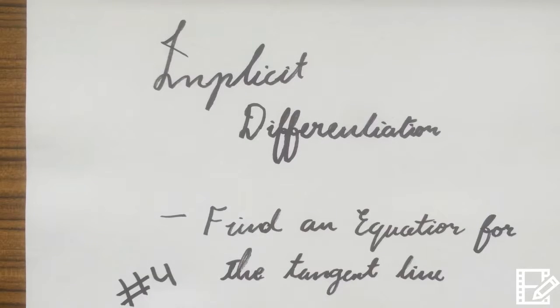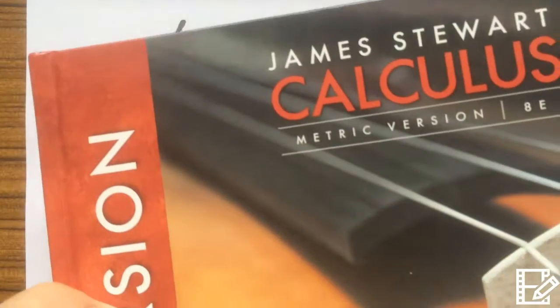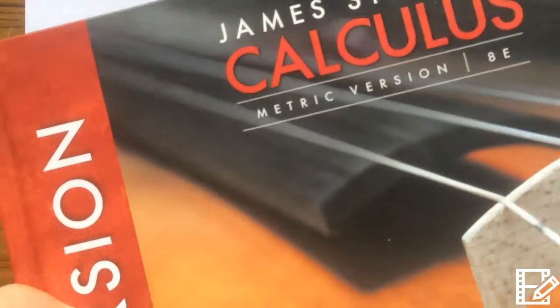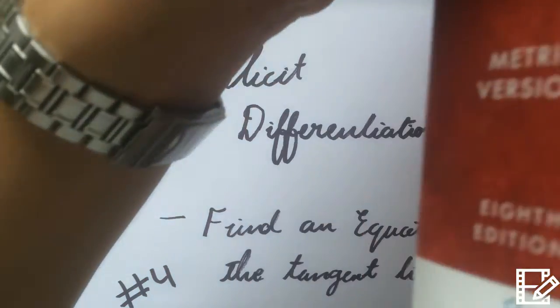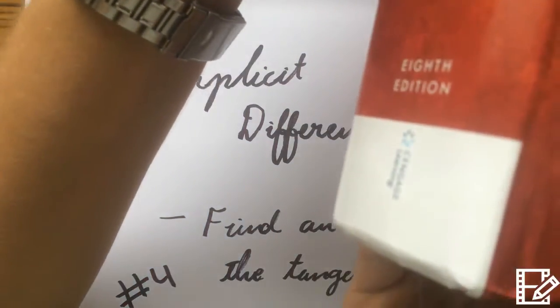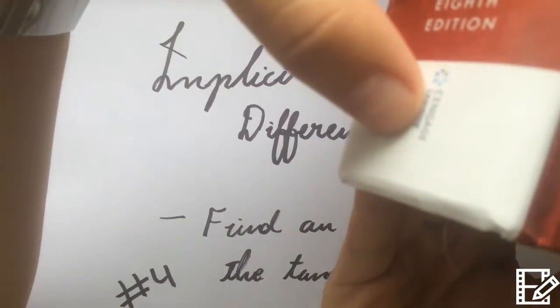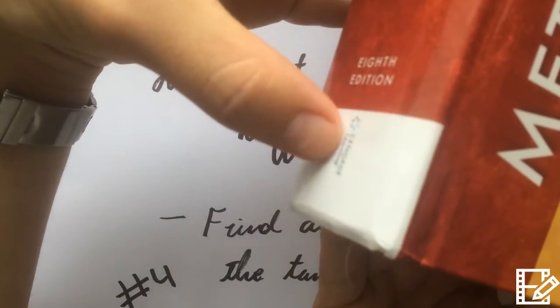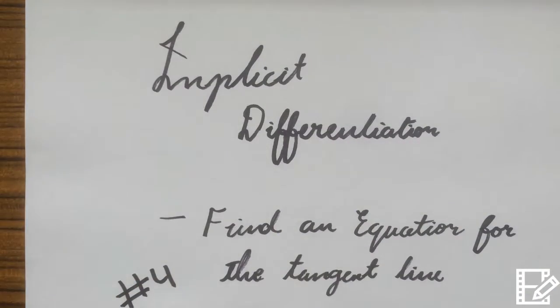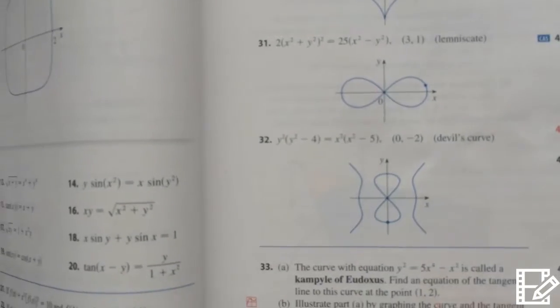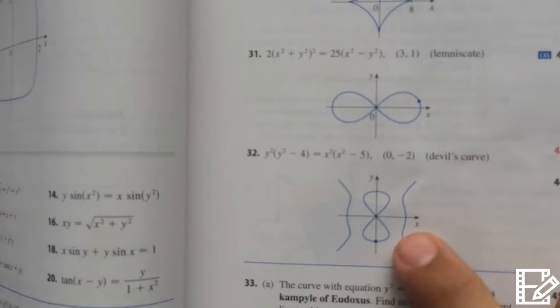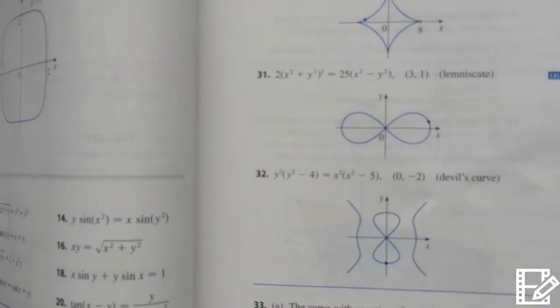The examples I'm taking are going to be right out of this book, James Stewart Calculus, metric version, and the copyright is this one. Probably not going to focus, but it's Cengage Learning, or however you pronounce it. I always get it wrong. But what we'll be focusing on is this question. It's called the Devil's Curve, as said here, and that's what we'll be doing.